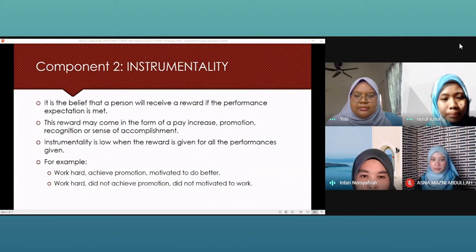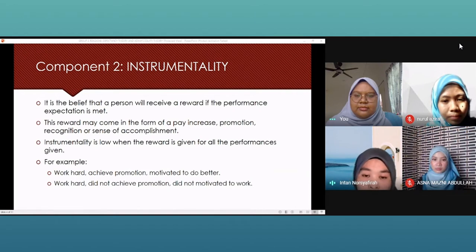So for the next component, it is instrumentality, where Victor Vroom has concluded that the person believes that they will receive a reward if their performance expectation is met. The reward might be increasing in terms of their pay, recognition, or maybe sense of accomplishment. But the instrumentality might be low when the reward is given to all of them regardless of their performance.